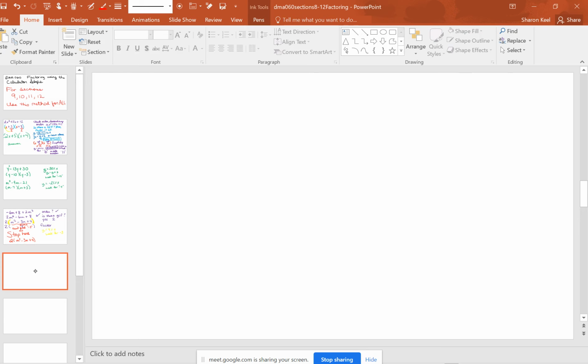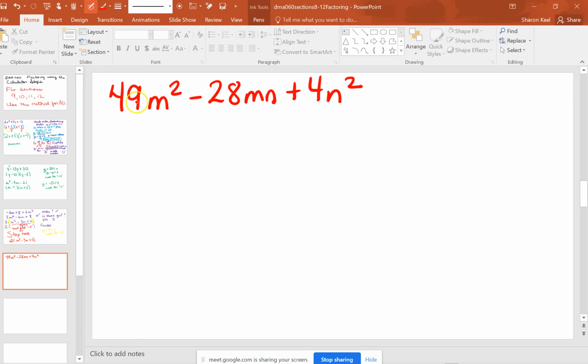Okay, I'm going to jump, that's sections 9, 10, and 11. I'm going to jump into section 12, and I'm going to give you a problem or two here. That's a little bit of a larger problem with bigger numbers, just so you can see how this is going to work. So let's do this one. 49m squared minus 28mn plus 4n squared. If you have a squared at the front and a squared at the end, it's in the correct order. So that would be the correct order for this one.